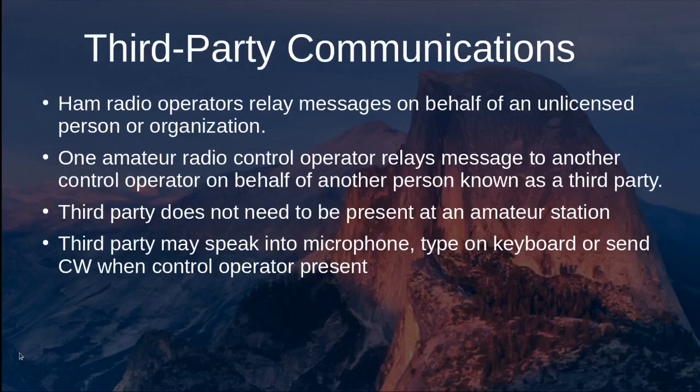Third-party communication. Ham radio operators can relay messages on behalf of an unlicensed person or organization. One amateur radio control operator relays messages to another control operator on behalf of another person. This is known as a third party. So that third person that's not there, and it's not the control operator, that's the third party. So this is third party communication. So this must be done through two control operators. The third party does not necessarily need to be present at the amateur station. They can be, and they can choose to take part in the relayed message.